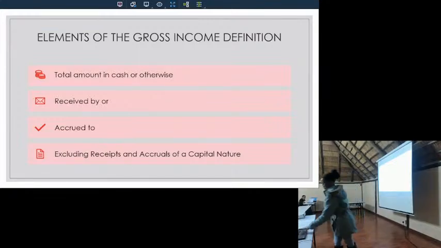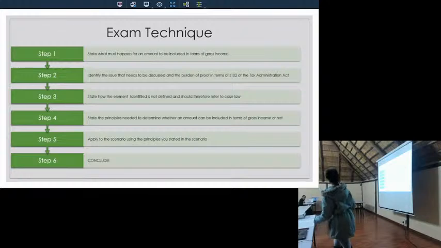So you get a mark for telling me the burden of proof in terms of section 102 of the Tax Administration Act. Just cram it. I'm allowing you to cram that section 102 of the Tax Administration Act. If you don't want to, you can still go to the Tax Administration Act section and highlight it, but you will find it there. Are we good? Not lying to you, but yes. So on step 2, you get 2 marks, the issue and the burden of proof.